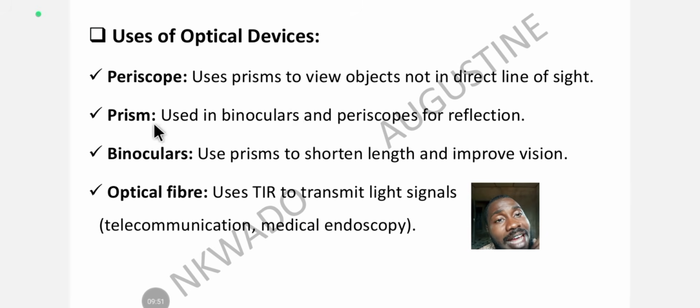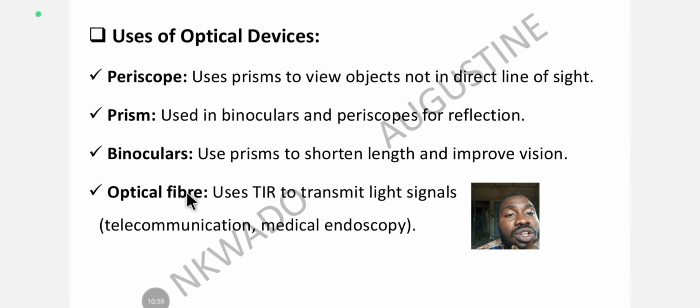Optical devices are also used in prism binoculars and periscope for reflection, all right. So any device that uses reflection, that needs the bouncing off of light rays, optics applies to it. It is also used in binoculars, such as prism binoculars. Remember, prism binoculars are used for some eye defects. Prism binoculars are used to shorten length and improve vision, especially when a person has more than one eye defect in one eye. They use prism binoculars, adding two prisms together to correct a lens defect, all right.